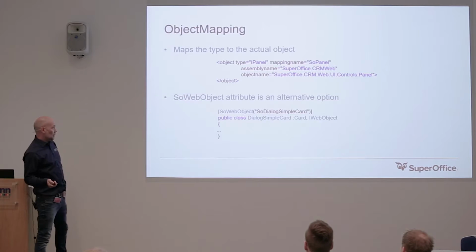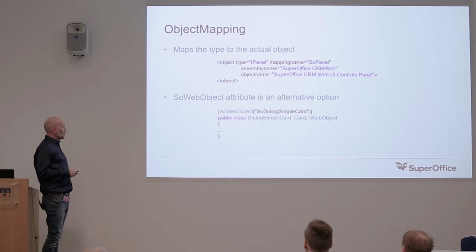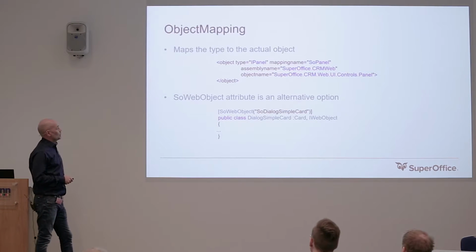We have an alternative way of telling the system where to find this object, and that is you can do it in code. You can decorate your class with SO web object with the name, and then this is the type name which you use in the configuration, and then you don't have to do anything here. This will be discovered by the framework when you start up, and then it will use this class for that type.